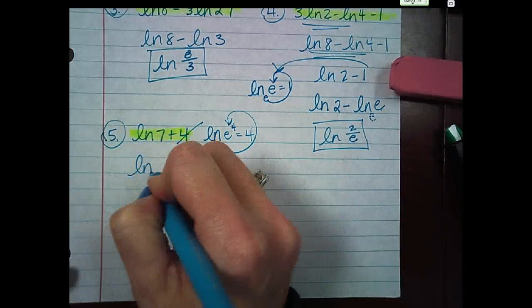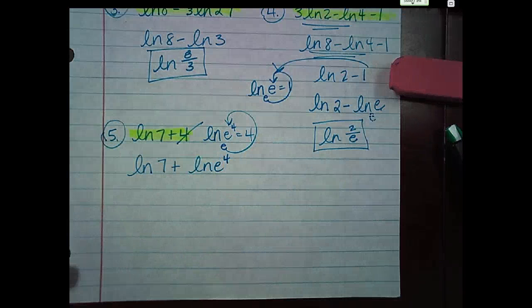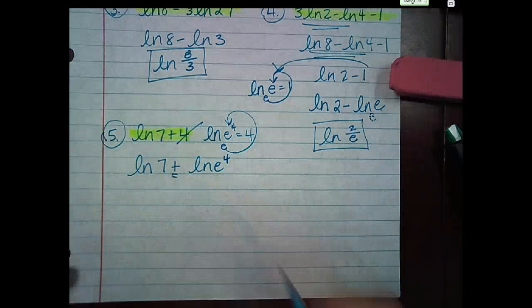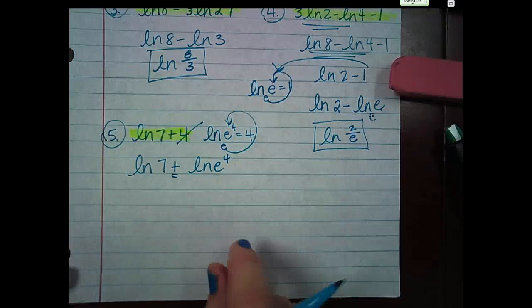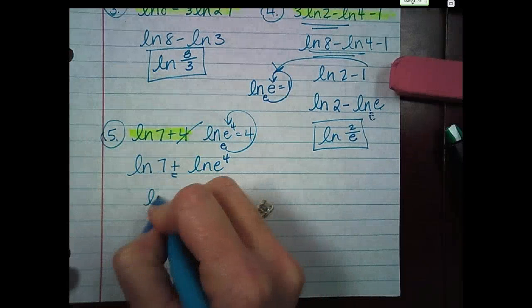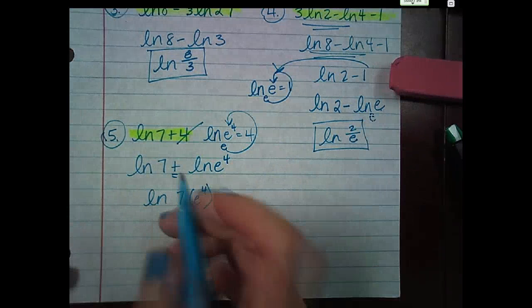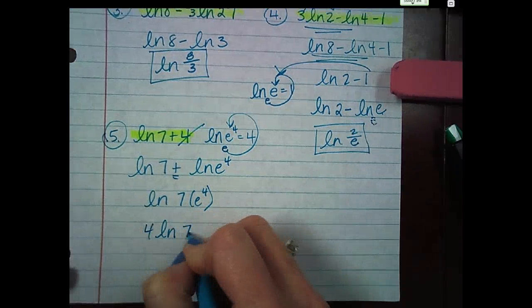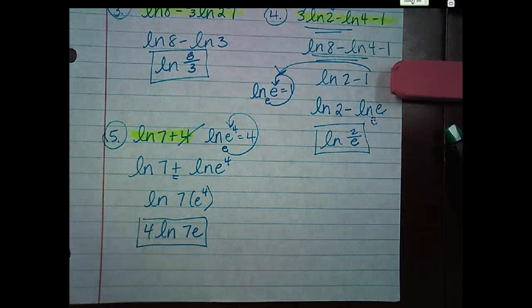So what I really have is the natural log of 7 plus the natural log of e to the 4th. The 4 goes in front though, right? And what does a plus mean? Multiply. So if you take these two together, what you end up with is the natural log of 7 times e to the 4th. But the 4 goes in front. So the final answer will look like this. Now remember, you don't have to do every step. You can do whatever feels comfortable for you.